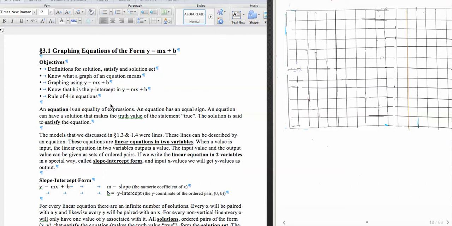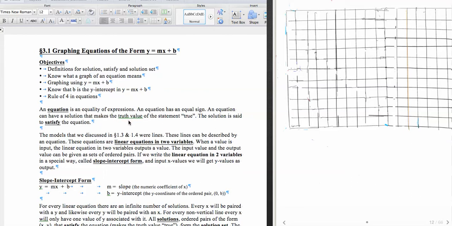We're first of all going to talk about an equation. An equation is the equality of two expressions, and an equation has an equal sign. An equation has a solution that makes the truth value of the statement true. The solution is said to satisfy the equation, give it a truth value of true.